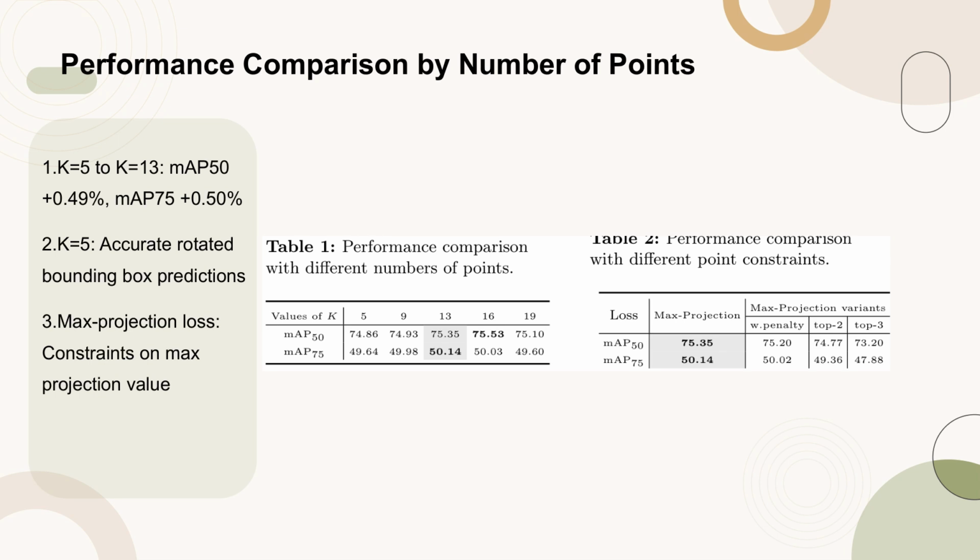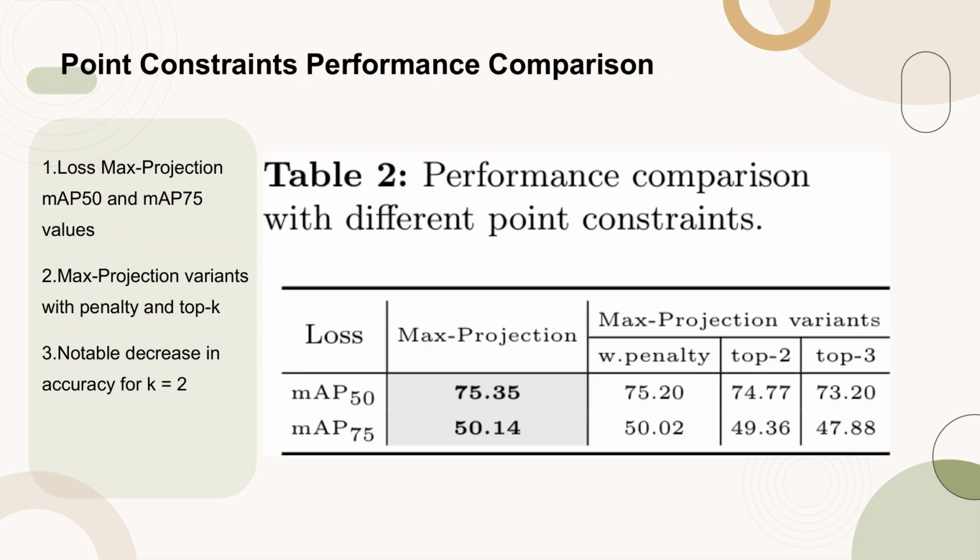This table highlights the model's ability to handle varying numbers of points and still provide meaningful and precise localization results. Table 2 presents a performance comparison under different point constraints. It highlights the mAP50 and mAP75 values for loss max projection and various max projection variants, including those with penalties and top K constraints.